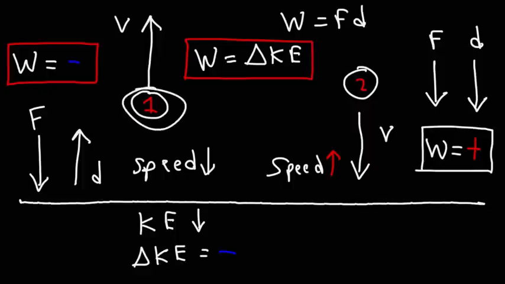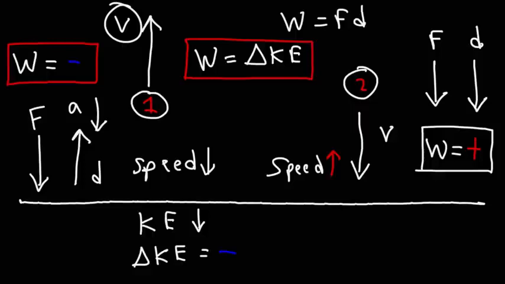This object is experiencing, you could say, negative acceleration. It's moving up, but the acceleration, which is always in the direction of the net force, is opposite to the velocity vector. So since the acceleration is in the negative y direction and the velocity is in the positive y direction, the object is slowing down. It's experiencing deceleration.